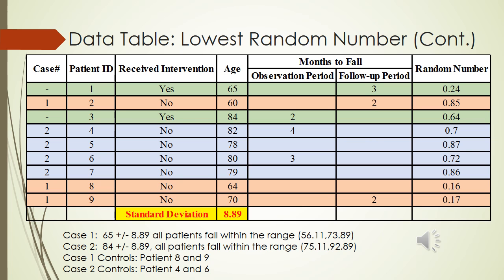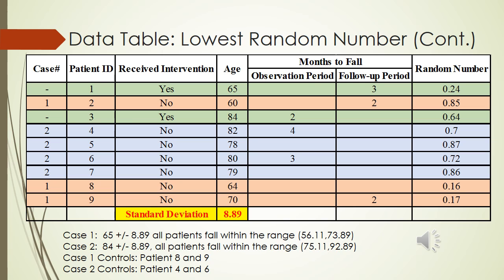Continuing from where we left off, we calculated the standard deviation, which can be done all in Excel. Now we want to use the standard deviation to calculate the ranges, which will help us classify what patients fall into what case. Since we're specifically looking at patient 1 and patient 3, we're going to use their base age and add and subtract the standard deviation that was calculated.